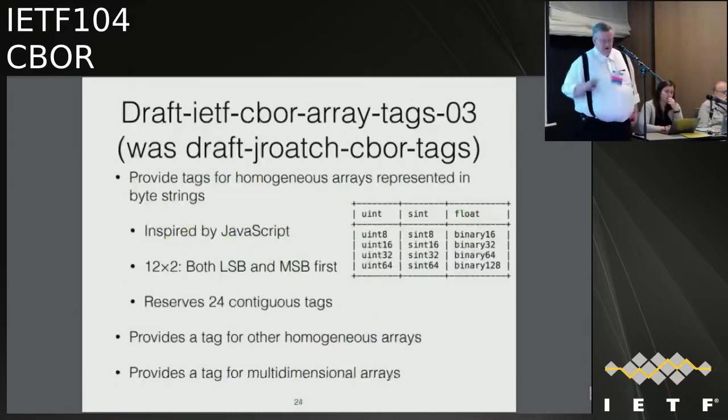Just to remind everyone what that is, it's a table of 2 times 3 times 4 tags, and it allows you to have homogeneous arrays of certain data types as are fashionable in the graphics community and other communities that are handling large data items, but they are also useful for small data items like RGB values.